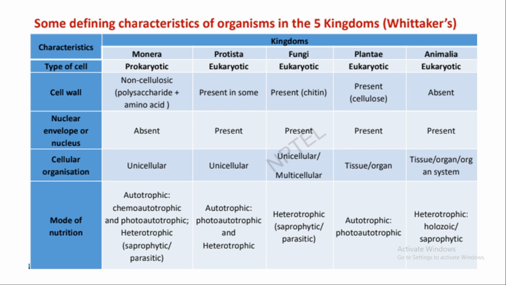Now Monera and Protista are unicellular. Fungi can be unicellular or multicellular depending on the species. Yeasts are unicellular, but other fungi like Rhizopus are multicellular. Then Plantae and Animalia, you all know, have tissue and organ system level of cellular organization. Then mode of nutrition, autotrophic and heterotrophic, I will explain in the next slide. Nuclear envelope or nucleus is absent in prokaryotes and present in all the eukaryotes.